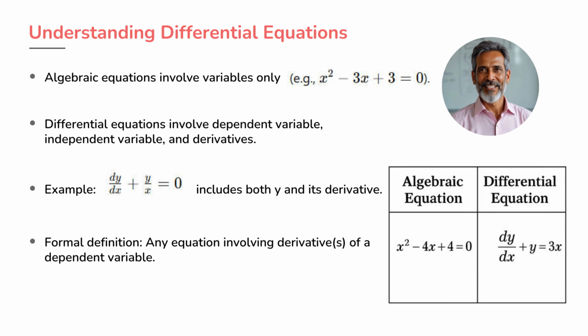Now, let's get specific. Think of a normal algebraic equation. x squared minus 3x plus 3 equals 0. Simple, it only involves the variable x. But now, imagine we include a derivative. Consider dy by dx plus y divided by x equals 0.